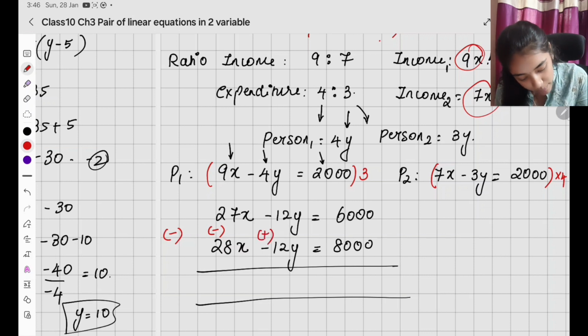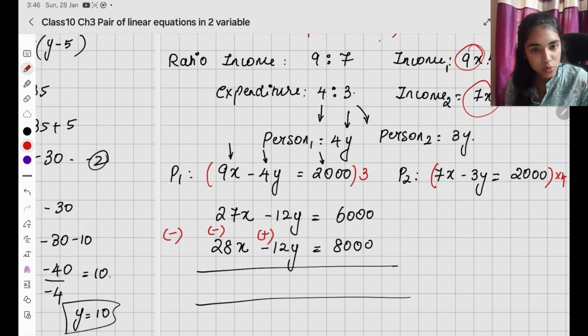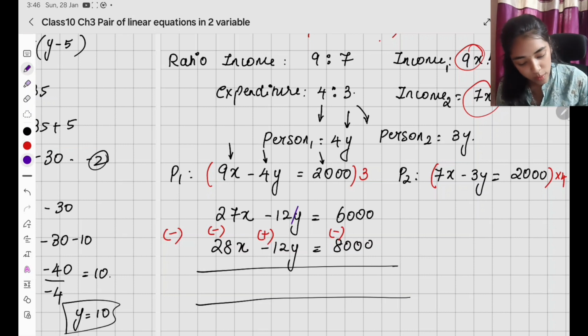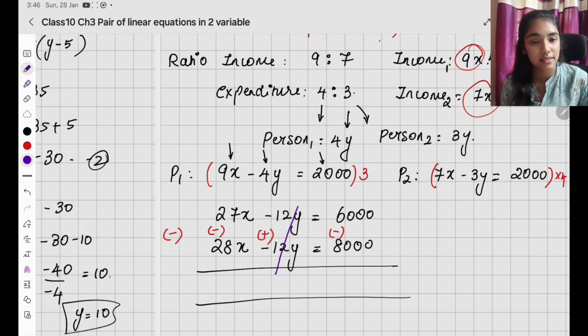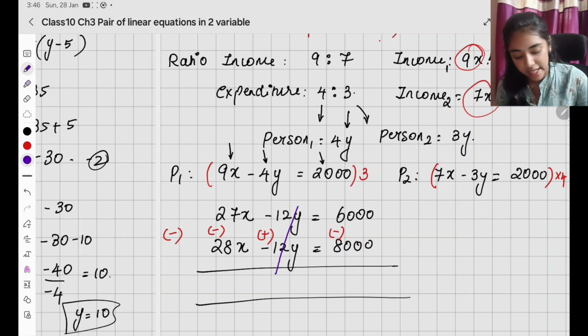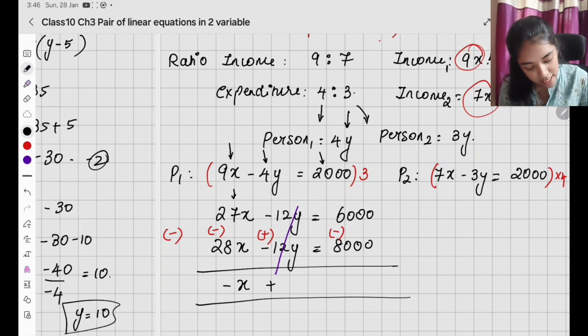So this whole thing becomes a plus, correct? Minus of minus 12y னு வந்துருமா? And here also I'm going to subtract. So basically the process is going to be eliminating one variable, deleting one variable. So here I have minus 12y and plus 12y which gets cancelled. புரிஞ்சுதா? இது cancel ஆச்சுனா what is remaining? I only have one variable. So I have 27x minus 28x which is going to be minus x plus 0 equals 6,000 minus 8,000 is going to be minus 2,000.